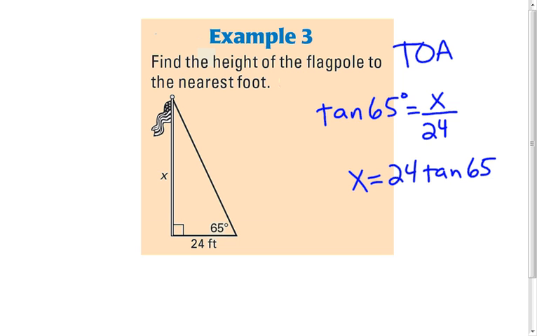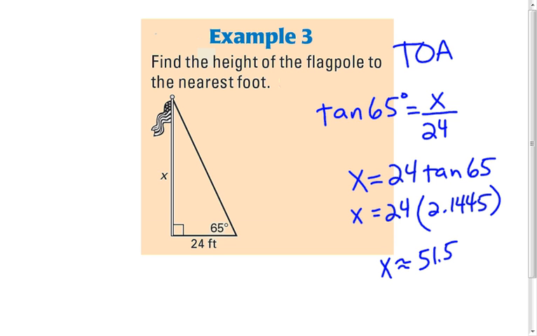So the tangent of 65 degrees is 2.1445. So you're doing 24 times that to get the height of the flagpole. So that's approximately equal to 51.5. So it's about 51.5 feet for the height of the flagpole. That's all just by setting up this ratio.